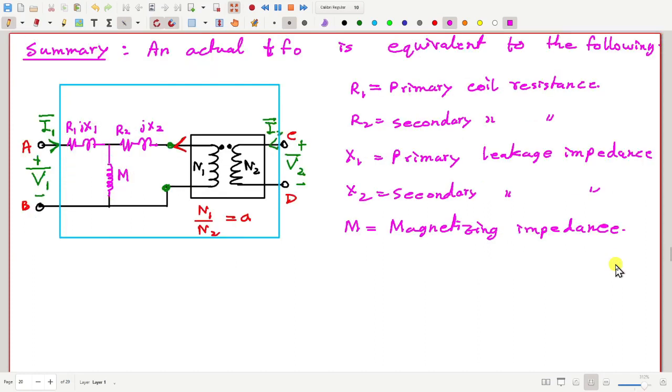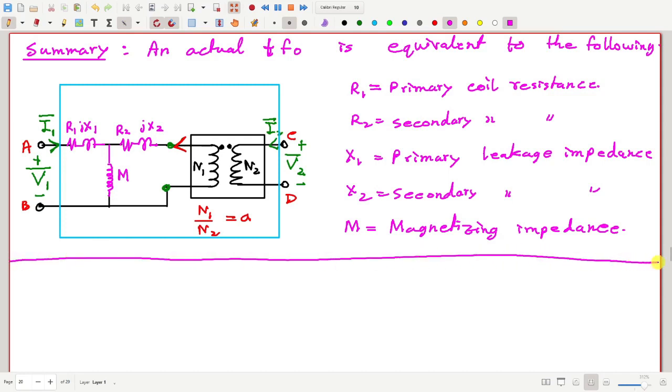Okay, fine. Next, any questions so far? No. Okay, so next we will learn that if somebody gives me an actual transformer, you might have seen transformers on roadsides, and I want to find out experimentally what are the values of this R1, R2, X1, X2, M, etc.